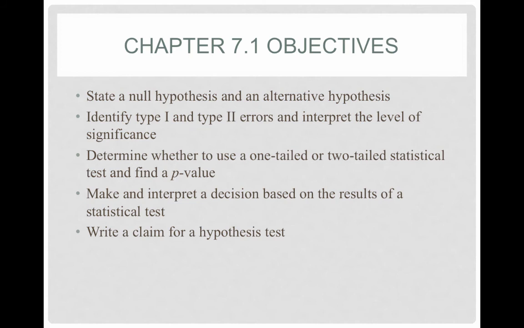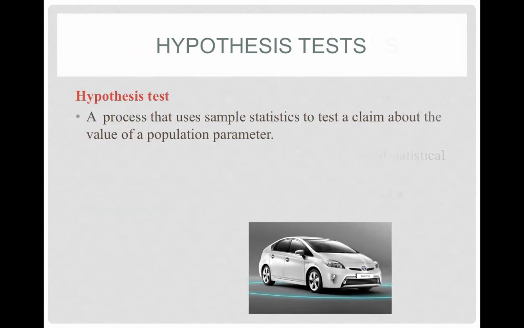Okay, we'll talk about this thing called a level of significance. This is something you've already seen before. You've heard me refer to alpha. You'll figure out in this hypothesis test whether or not it's one-tailed or two-tailed and how to find this quote-unquote p-value, okay? And then from this, we'll make and interpret a decision and write a claim for the hypothesis test.